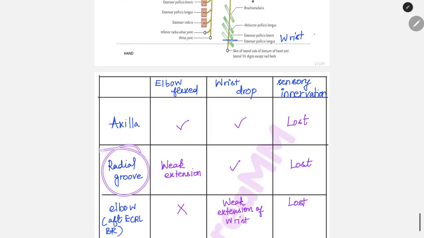Next, for the axilla, whenever pressure is given to the axilla, it will take place. It usually takes place in people who use a crutch. So it usually happens in crutch palsy.